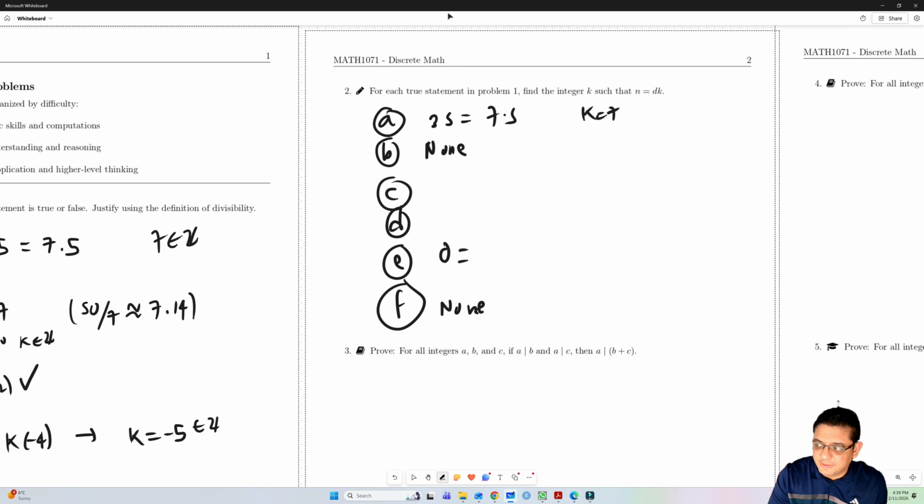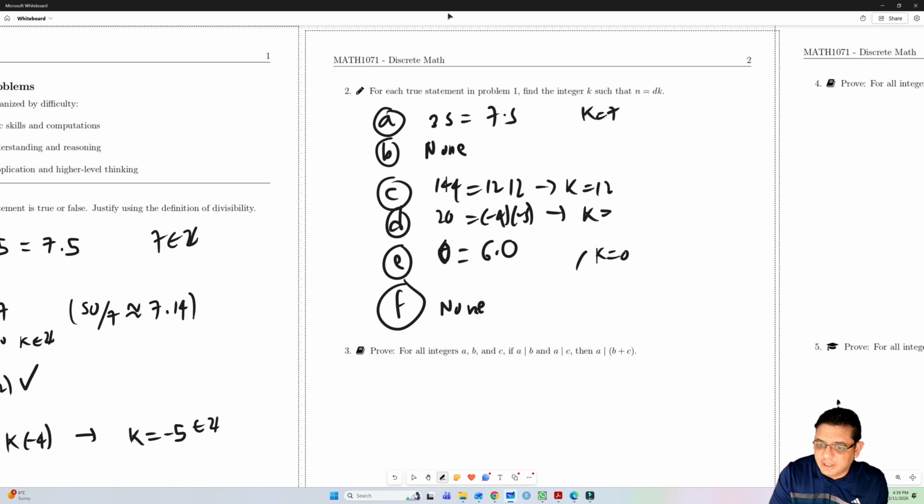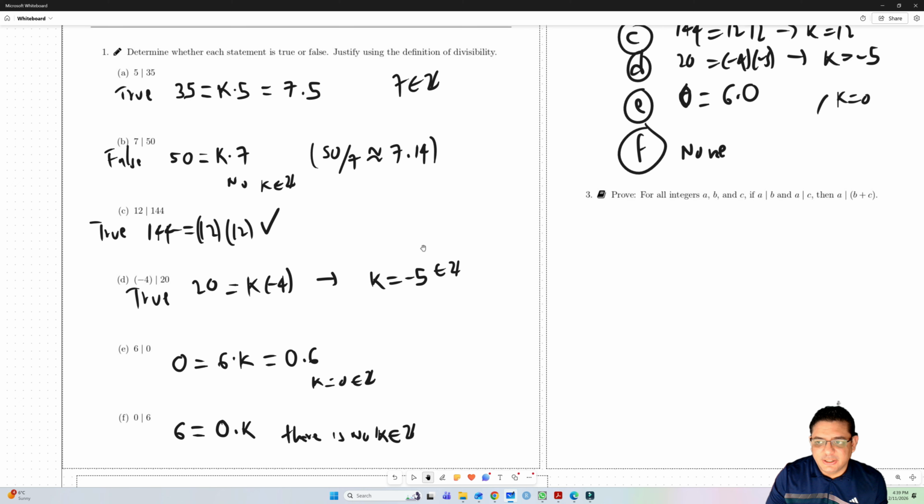For e, which was this 6, you can divide 0 by 6. You can go with 0 is 6 times 0. So here my k was 0. For c was 144, which is 12 by 12, and so we can identify here that the k was 12. And for d was 20, and it was minus 4 times minus 5, and so we can identify that k was minus 5. So this is just listing back the k's. Here we were just saying this is true or false. So I kind of did a little bit of what I was supposed to do here in advance.